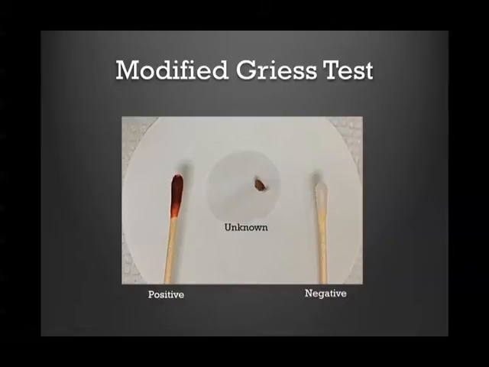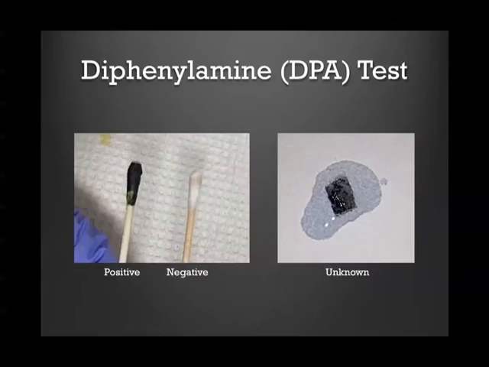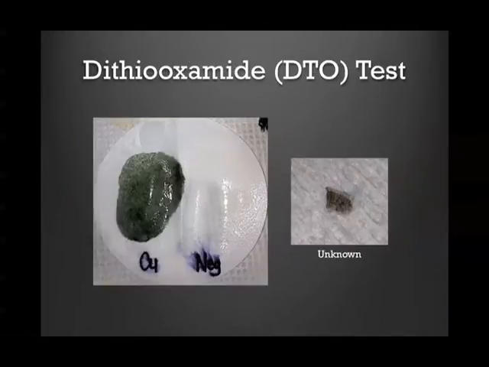The modified griess test for nitrates was tested on an unknown deposit with both griess reagents A and B. A bright orangish red color is expected if nitrates are present. The diphenylamine test is also for nitrates, but a positive indication results in a dark bluish purple color. The dithiooxamide test is for the presence of copper, which will produce a green color as a positive indication.